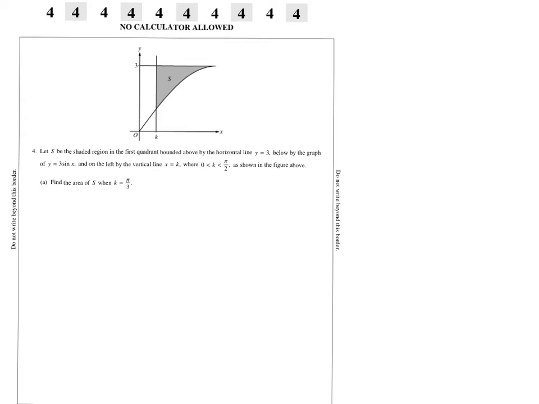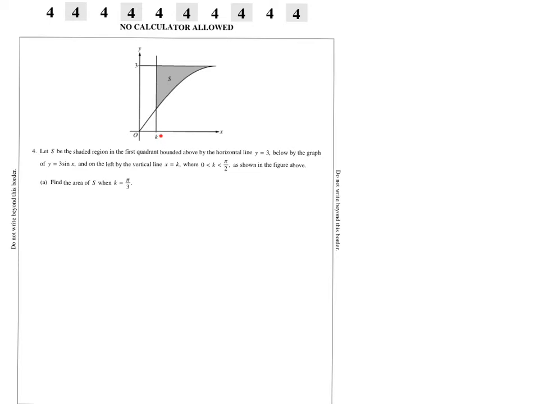Here's a pretty typical area volume problem that you would expect as one of the 6 free response questions. First of all, we have a shaded region. They're always going to give you a shaded region, and it's bounded by y equals 3 and y equals 3 sine of x. Notice they didn't give you the intersections here. It's also got this vertical line, x equals k. And k is going to be somewhere between 0 and pi over 2, and we'll see why in a second. It says find the area of S when k is pi over 3.